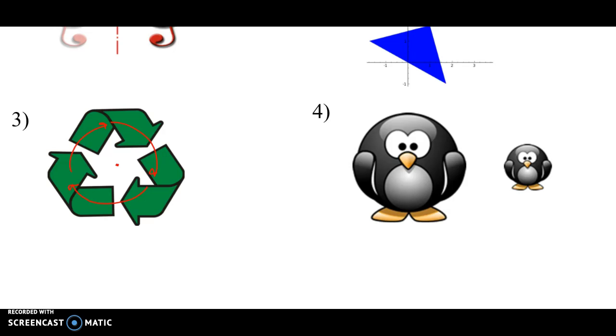And our cute little penguins? Dilation. And is a dilation rigid? No.